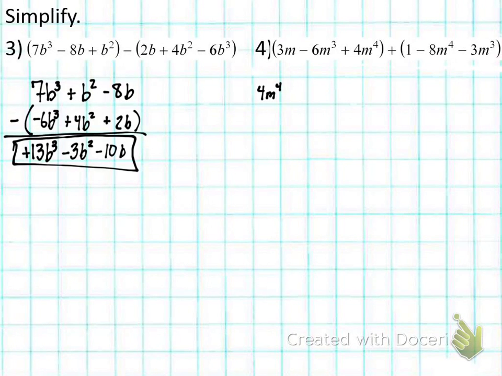Okay, so 4m to the 4th. Then we got minus 6m cubed plus 3m. Okay, and there's nothing else here, so I'm going to leave that alone. Then I'm going to go to my next one. Largest term here is negative 8m to the 4th.